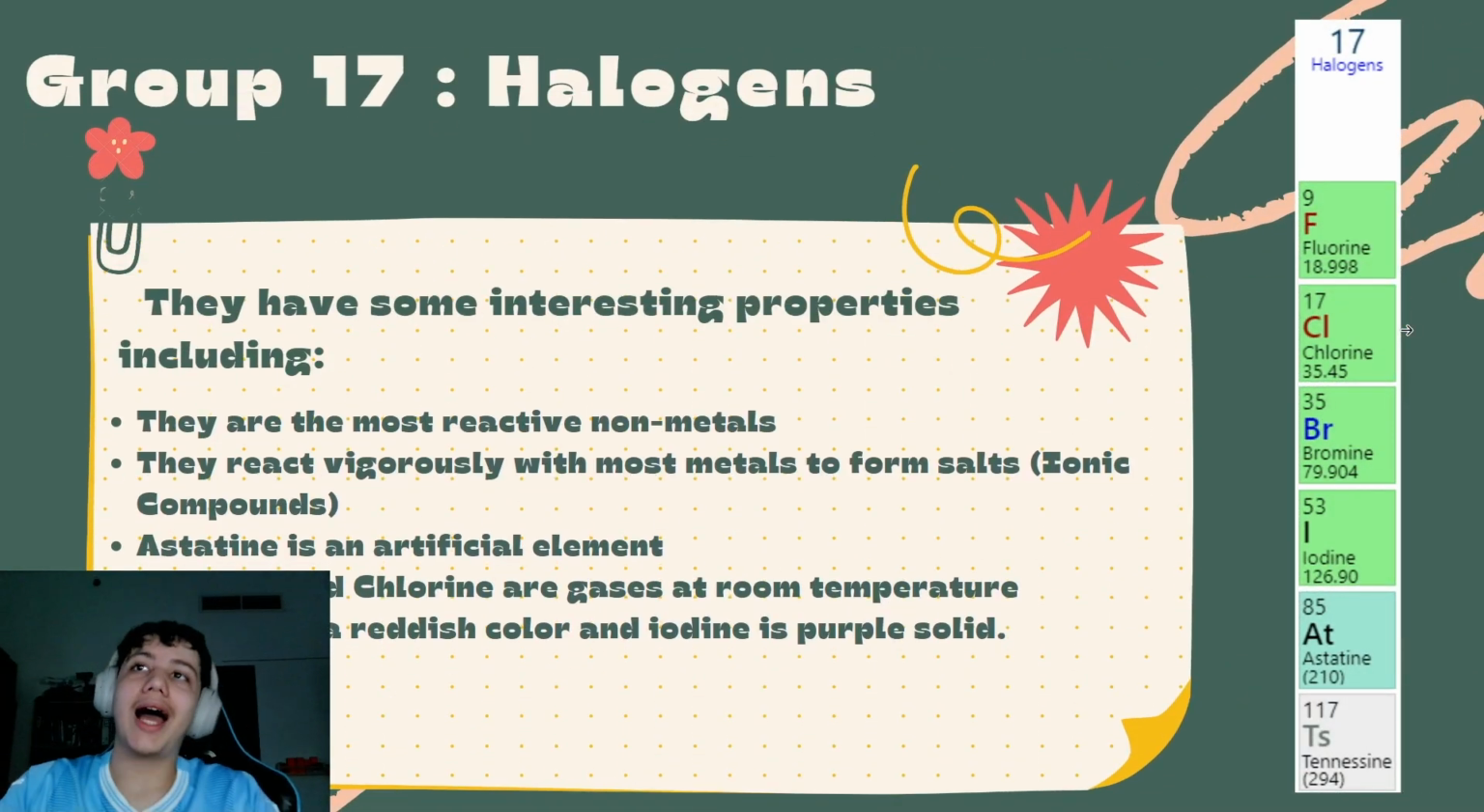Next, you have group 17, the halogens. These are one of the most reactive groups. They are the most reactive nonmetals, in fact. They react vigorously with most metals to form salts, so they become ionic compounds.